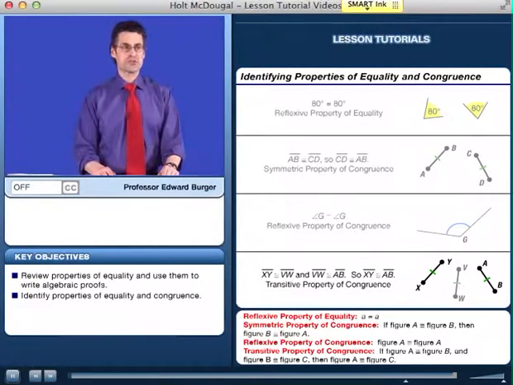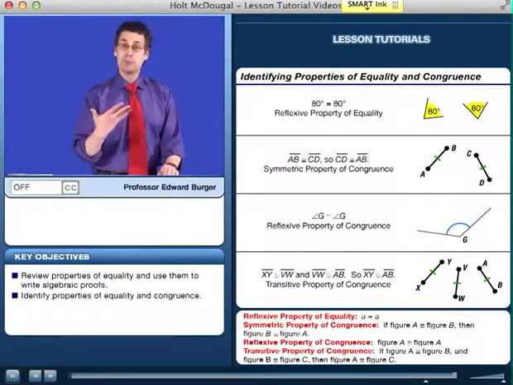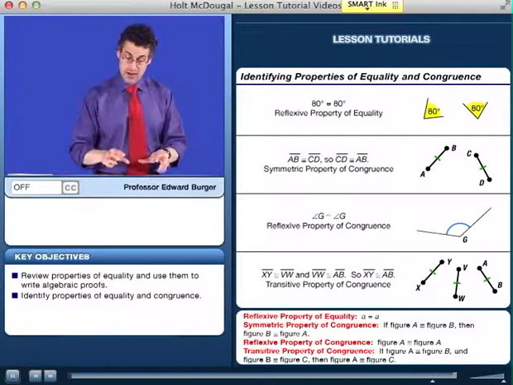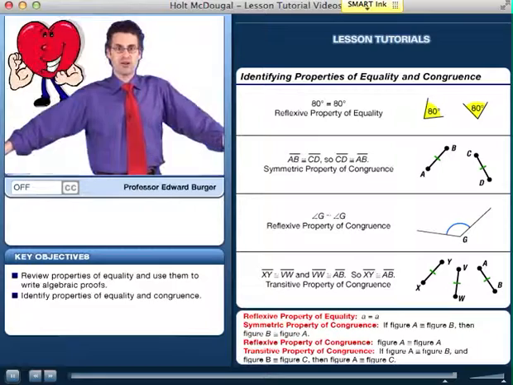So there's an example of the transitive property of congruence, and you can see those various properties of equalities or congruences being employed to actually verify some of these statements. Proving things true, that's at the heart of all of mathematics.